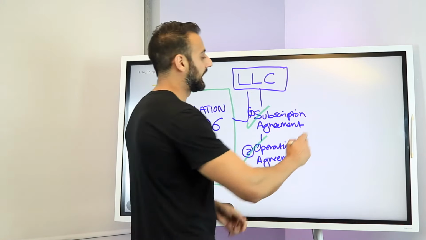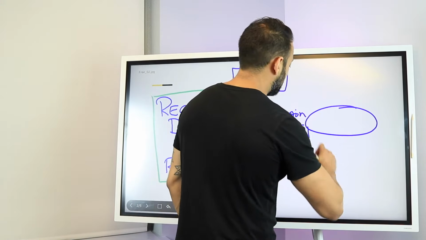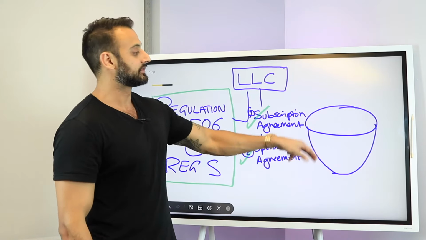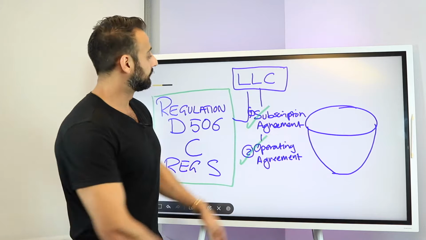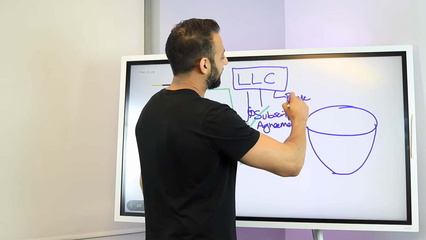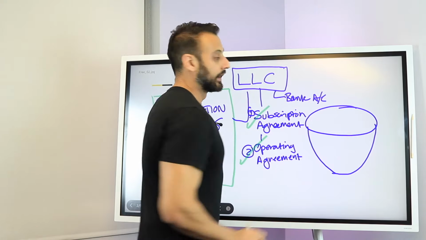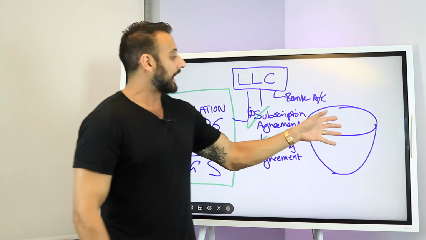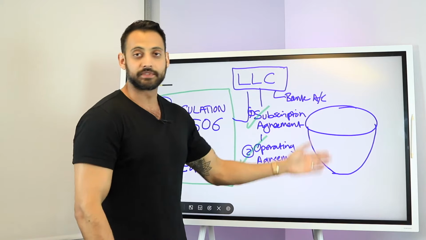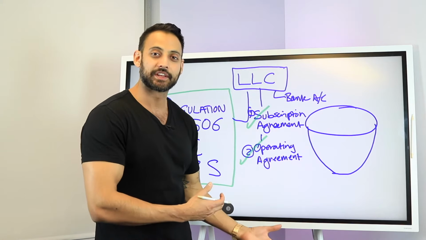Well, it means that you have this bucket, all right? It's an empty bucket. Well, you get the bank account, right? So that's the other thing you have. When you make the LLC, you'll have the bank account. So you now have this bank account that can take in money, but it's empty. All right. So how are you going to raise capital?